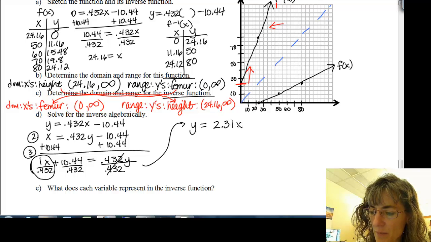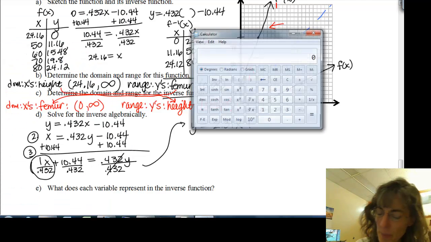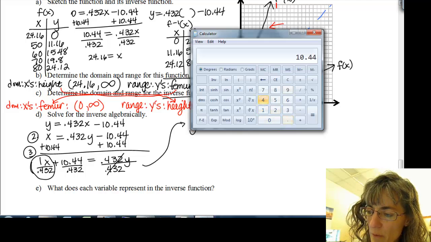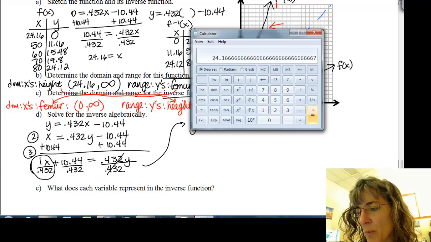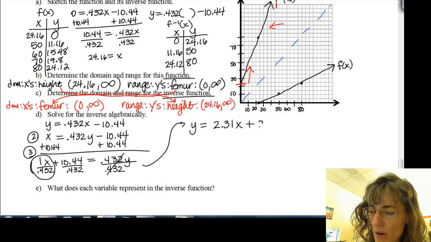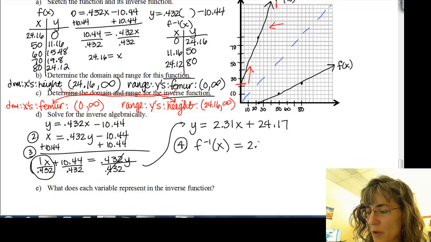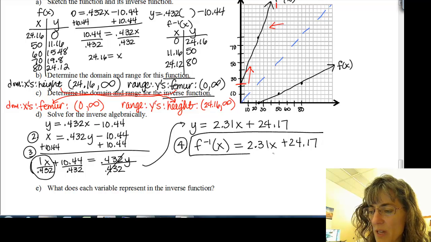So 2.31x. And then I have plus, but I know it's going to be another decimal. So I have 10.44 divided by 0.432. And I get 21.6666, so I'll change it to 24.17. So 24.17. And that's my function. The last step, remember, is to put it in inverse form. F inverse of x equals 2.31x plus 24.17.